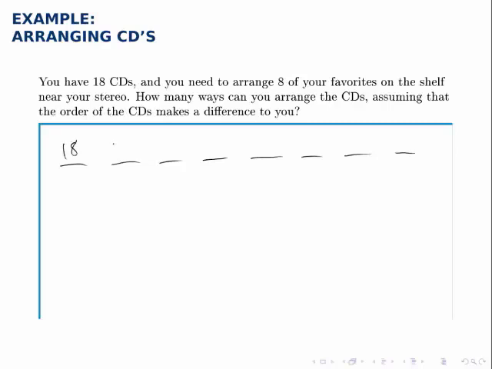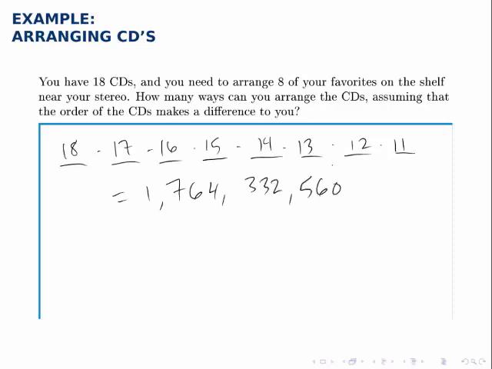The second slot, I only have 17 left because one of them is in the first slot. And then I have 16 options for the next spot, 15 for the next, and then 14, 13, 12, and 11. And you can multiply all these numbers together to find out how many ways there are to arrange 8 of these 18 CDs in order. If you multiply these together, you'll get 1,764,332,560 possibilities. The other way to do this is to use the formula.